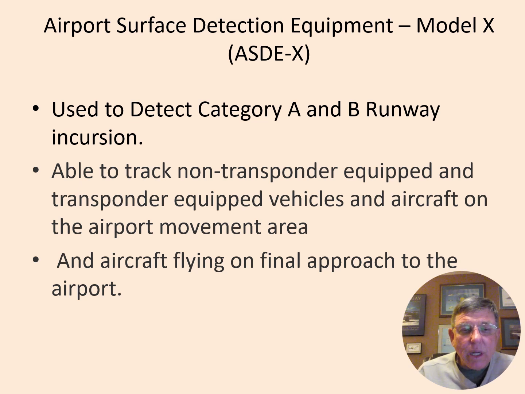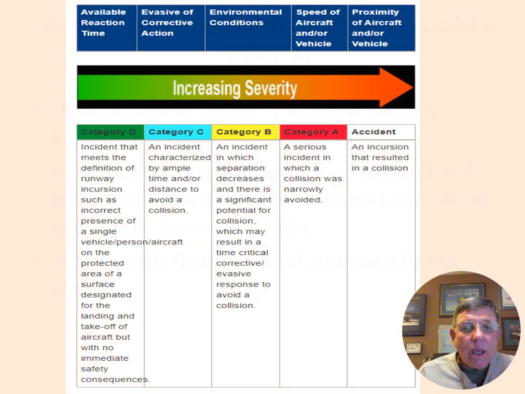ASDE-X uses the ability to track non-transponder equipped airplanes and vehicles through surface radar and induction loops, that type of thing, and aircraft flying on final approach to the airport. Right, here's our severity again. A, serious incident, which is a collision was narrowly avoided. B, in which separation decreases, there is significant potential for a collision, which may result in time-critical corrective action, evasive response to avoid a collision.